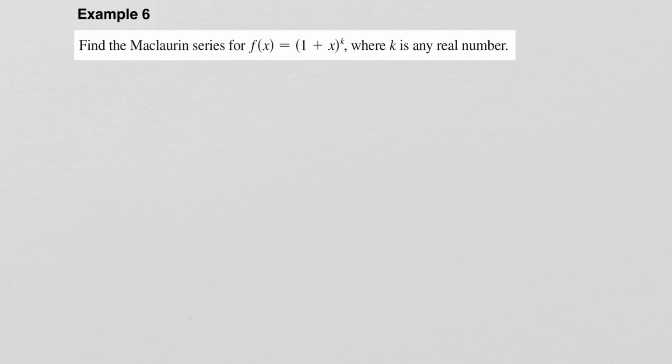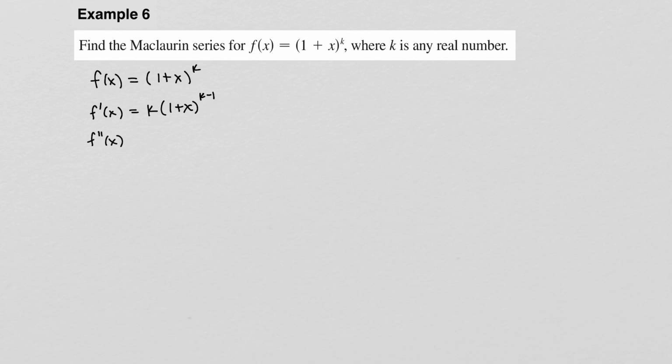Next, let's find the Maclaurin series for the function f of x equals 1 plus x to the k power, where k is any real number. So again, we are going to start by taking derivatives. Our original function is 1 plus x to the k. So our first derivative is going to be k times 1 plus x to the k minus 1. And the derivative of the inside is 1, so I don't need to write that.